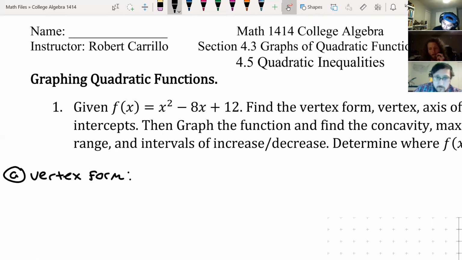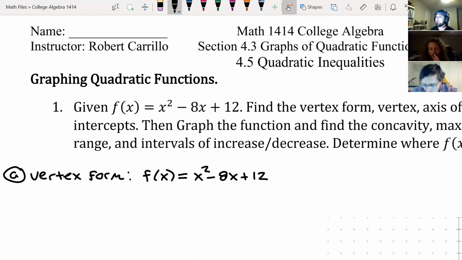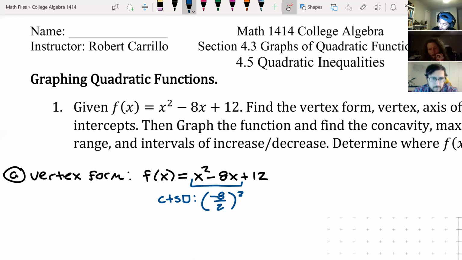So to get to the vertex form, we're going to start with our function in standard form. And we are going to complete the square to put it into vertex form. So remember, to complete the square, we have to be in a certain form. And that form is that the leading coefficient needs to be 1. So this is in the perfect form to complete the square. And we only worry about the two terms, the x squared and the 8x. So when we complete the square on this, we're going to take half of negative 8 and square it. This will give me negative 4 squared, which will give me 16.